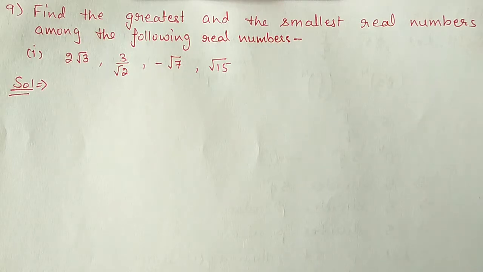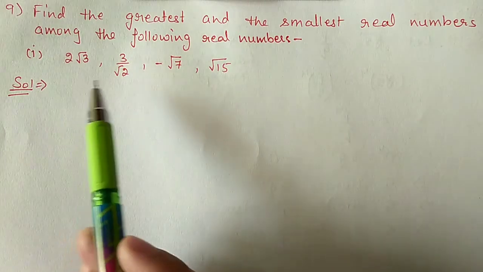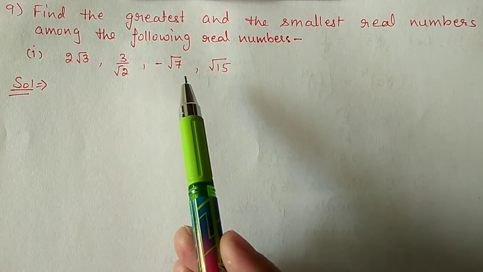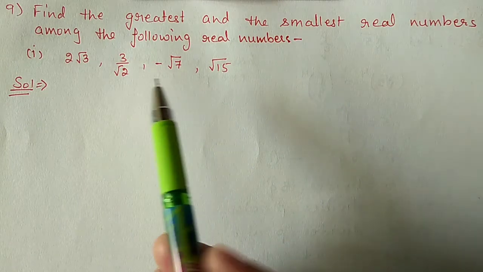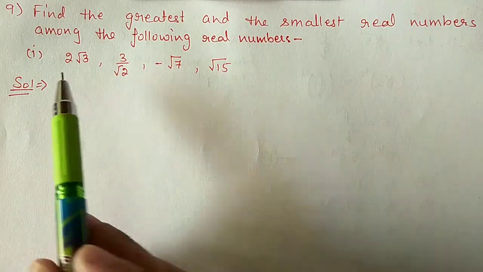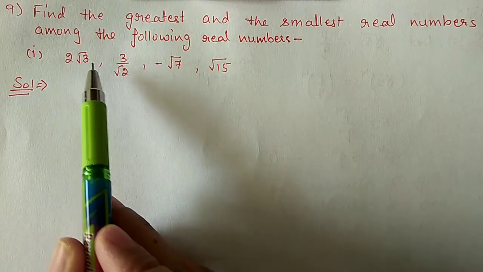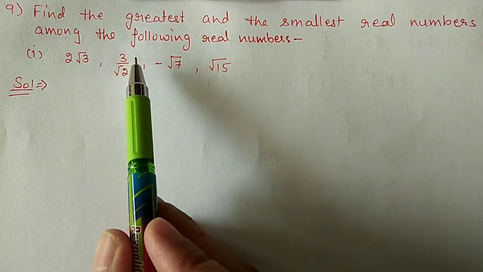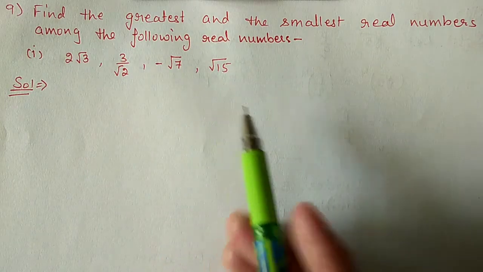Next, question number 9. Find the greatest and the smallest real number among the following real numbers. First part is given: 2 root 3, 3 by root 2, minus root 7 and root 15. So first of all, these numbers we will change into the same format. This 2 we will take inside the root, this 3 also we will take inside the root, and these two are already inside the root.